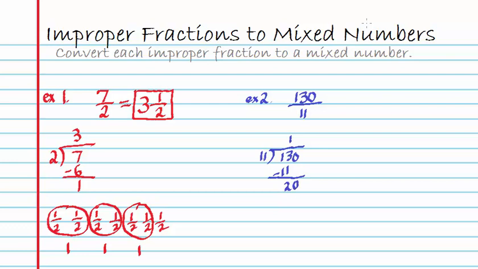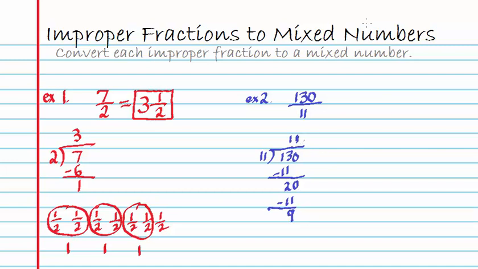Now I have to ask myself, how many times does 11 go into 20? It just goes in one time. So 1 times 11 is 11. Subtract: 20 minus 11 is 9. So I have 9 as my remainder.